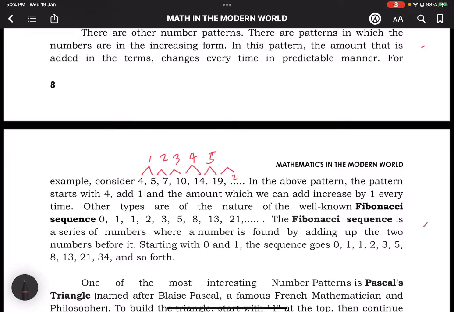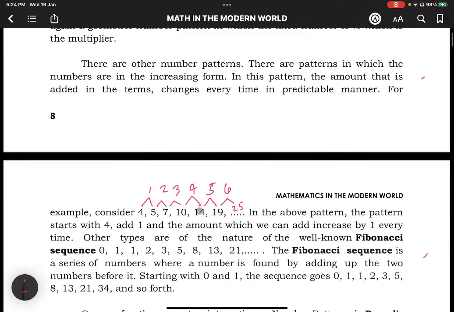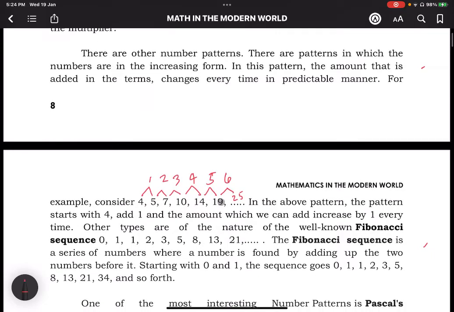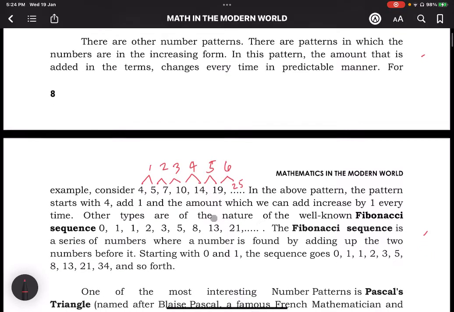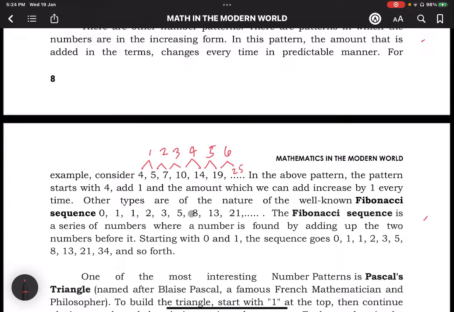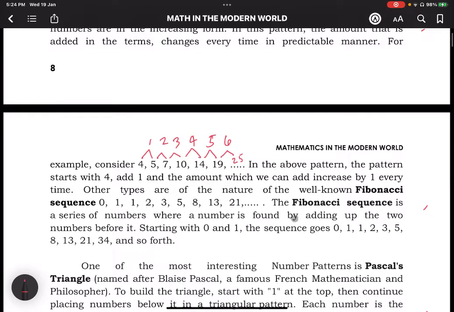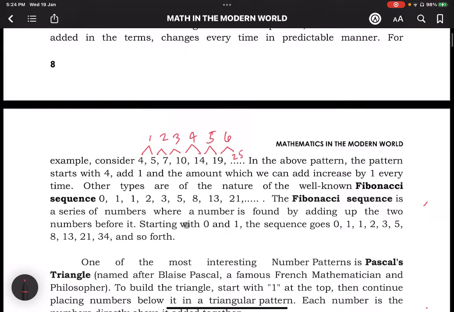25, because this is 6. So 19 plus 6 is 25, the next number. This is also a type of number pattern, but in an increasing form. Other types are of the nature of the well-known Fibonacci sequence, which we discussed before. The Fibonacci sequence is a series of numbers where a number is found by adding up the numbers before it.